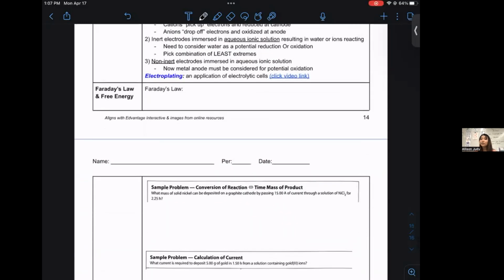So let's get into now calculating the actual current necessary, what Liam was asking us. How do we actually get from voltage to current? We're going to use Faraday's law. Faraday's law, Faraday's constant.